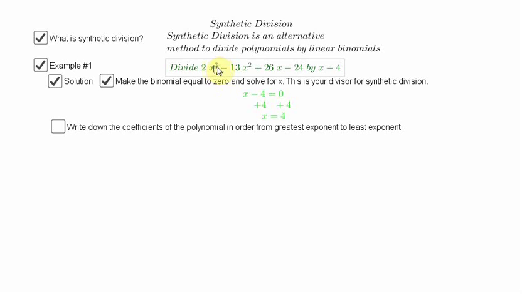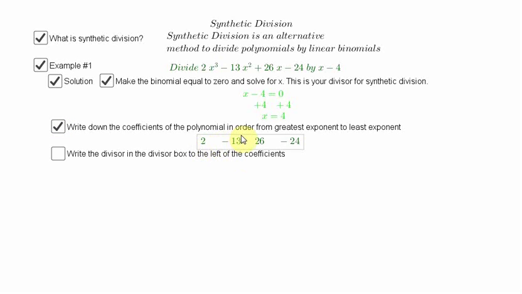The exponents are the little numbers, the superscripts on top of the variables. So the 3, the 2, the 1, and in this case there would be a 0 here. We do notice that the exponents are in order from greatest exponent to least exponent. Again, 3, 2, 1, 0. So we just write down the coefficients in the order in which they appear. 2, negative 13, 26, negative 24.